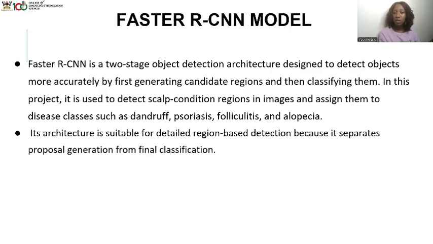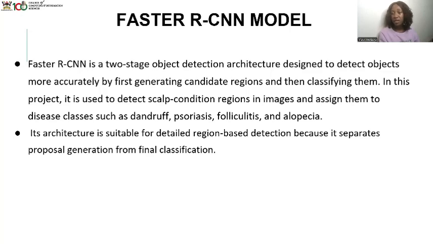In this project, it is used to detect scalp condition regions in images and assign them to disease classes such as dandruff, psoriasis, folliculitis, and alopecia. The architecture of the Faster RCNN is suitable for detailed region-based detection because it separates proposal generation from final classification. So this is what we talked about.